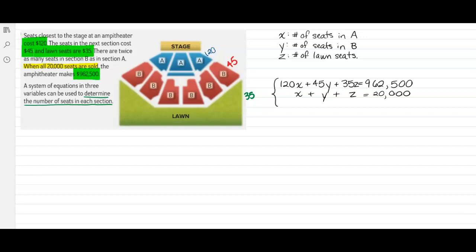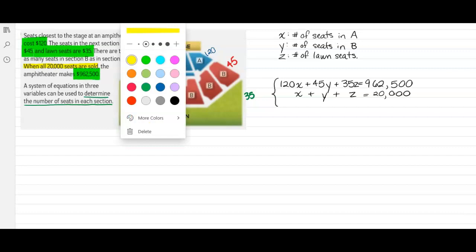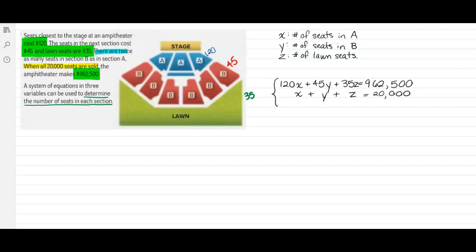Okay, that's good. There's one little tidbit of information that we haven't used yet, right here. There are twice as many seats in section B as in section A. Twice as many seats, so there's more in B. If I take B, I would need to take twice A to get B. So that's my third equation.